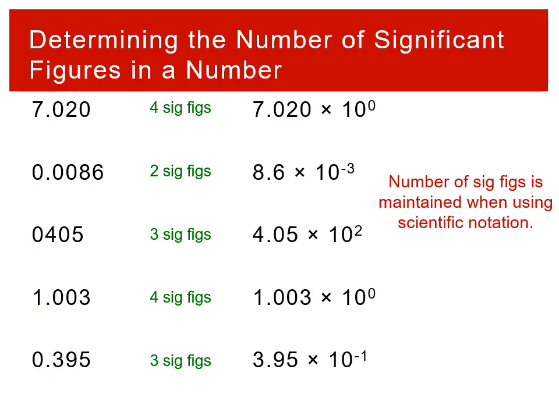One thing to note: when you are representing a value in scientific notation, you maintain all of the sig figs. So for example, here, the 7.020, all 4 are significant figures. So you keep all of them when representing it in scientific notation. Similarly, the zeros in the front weren't important and they don't show up in scientific notation. The 8.6 that we see right there is significant, similarly 0.395 becomes 3.95, 0405 becomes 4.05.